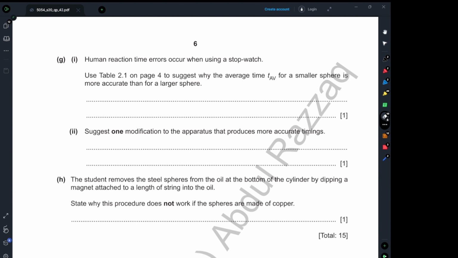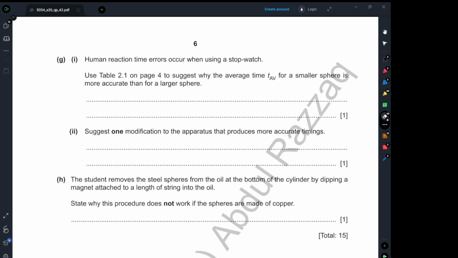Okay, so G part 1. Human reaction time errors occur when using a stopwatch. Use table 2.1 on page 4 to suggest why the average time TAV for the smaller sphere is more accurate than for a larger sphere. Take care, so that right there should be fairly simple. एंड उसका रीज़न जो है वो क्या है?